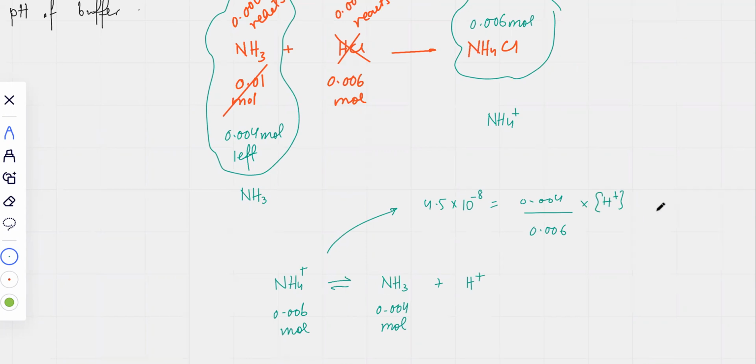Is this clear? Yes. So you can just find pH now. What's the pH? I'm getting 7.17. Yes, same here. Okay, so the pH is 7.17. Is this clear, everyone? Yes, sir. Yes, sir.